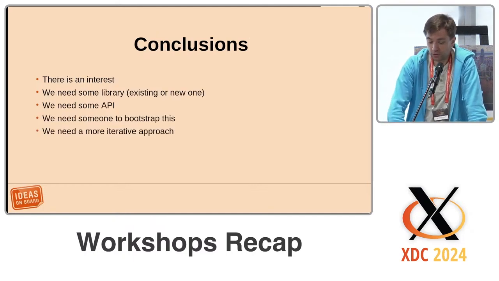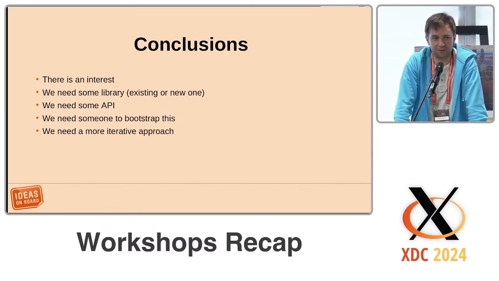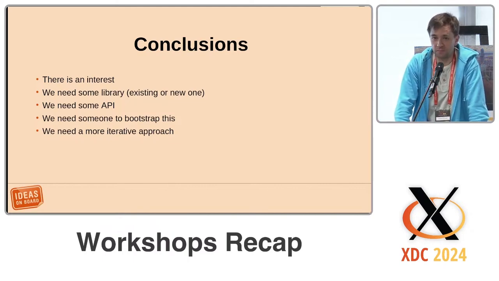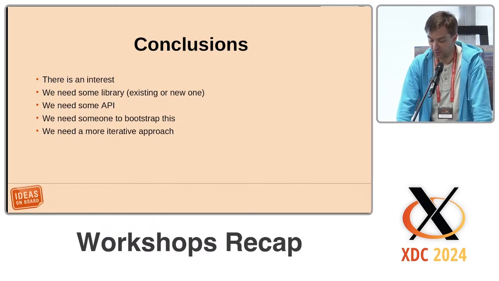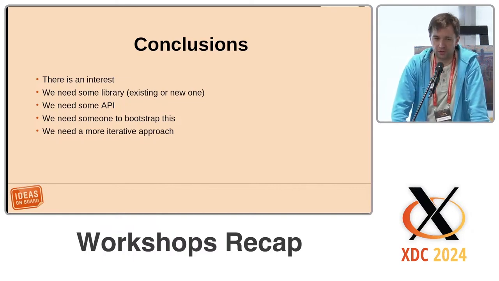So we covered DMA heaps, which is something that's a bit more recent compared to previous discussions. And we have a few conclusions. So there is an interest. We need some kind of library. There were a few ideas being floated around. One was to start with an existing library and try to expand from that, like GBM, for instance, or to try something new. No clear conclusion on that. We need some API. And we do need someone to bootstrap this, but the most important conclusion is that we agree that we need to go for an iterative approach.